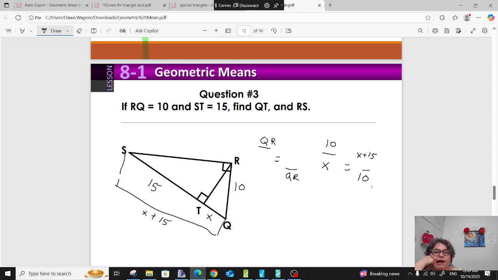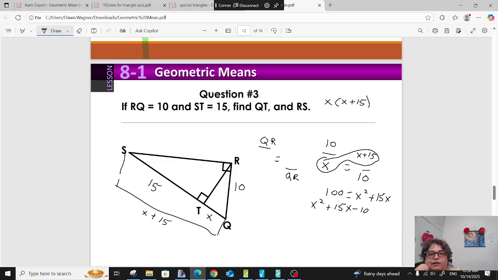Oh, I hope you remember how to factor or quadratic formula. Okay, what's 10 times 10? 100 is equal to X squared plus 15X, because I had to multiply these two together. X times X plus 15: X times X is X squared, X times 15 is 15X. So then I'm going to do X squared plus 15X minus 100 equals 0.